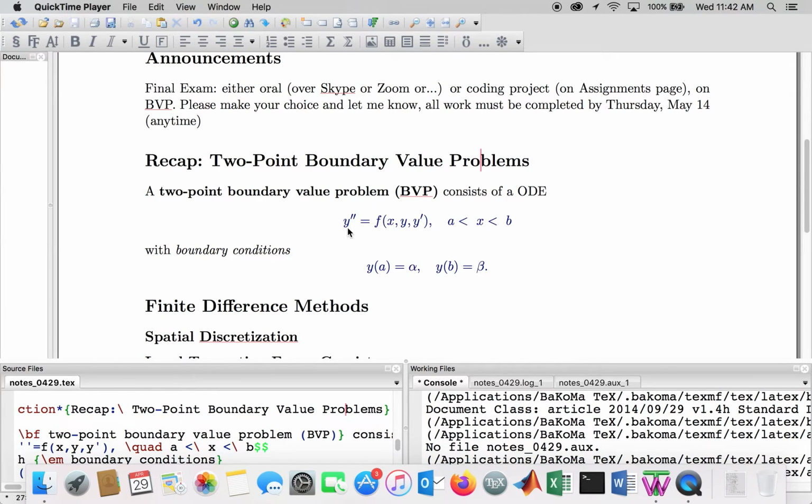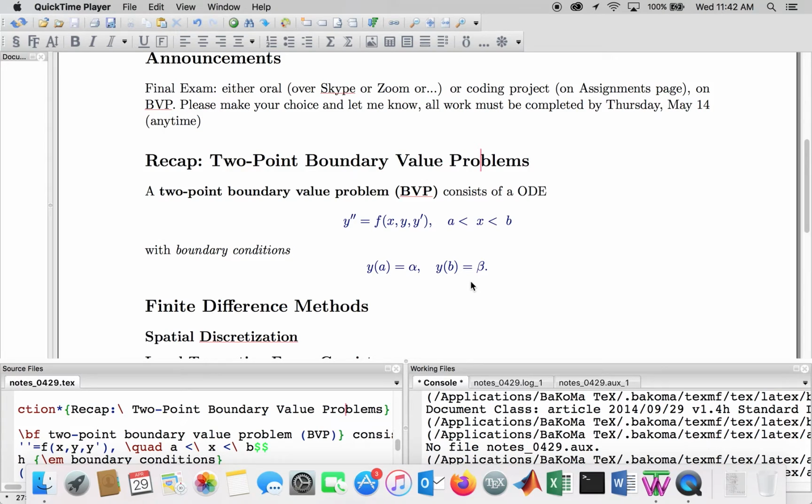Let's review the problem that we're dealing with in this chapter, the two-point boundary value problem. y double prime is a function of x, y, and y prime on a bounded interval [a, b], and these two boundary conditions are imposed. We've seen one approach to solving this kind of problem, the shooting method, for both the linear and nonlinear cases. Today we're looking at a very different approach, finite difference methods.